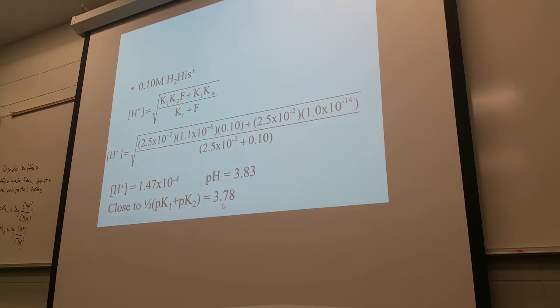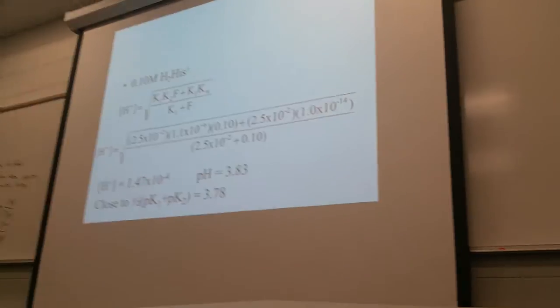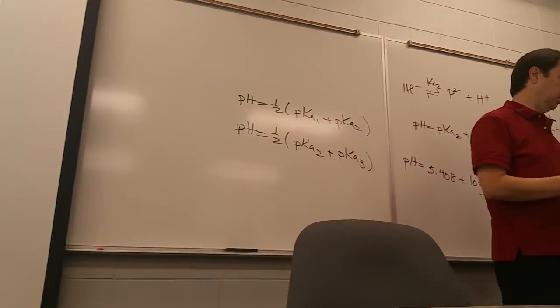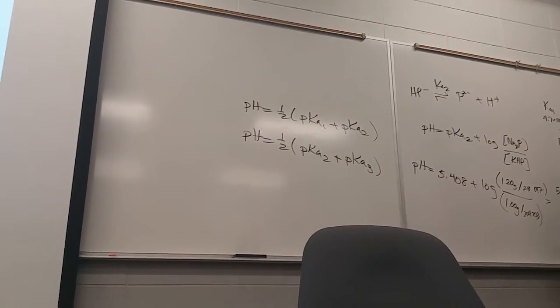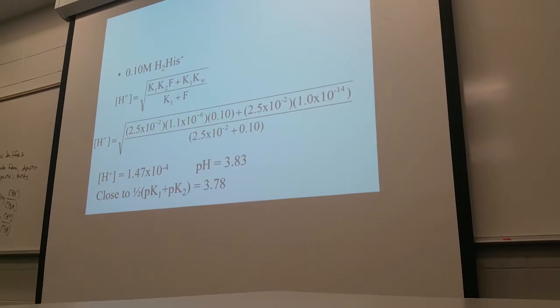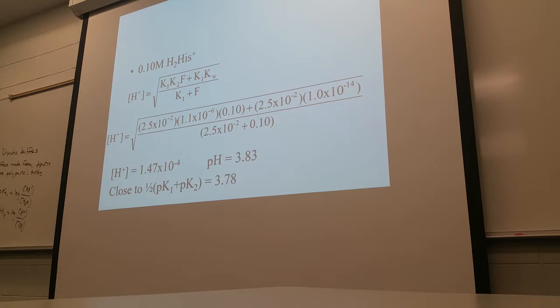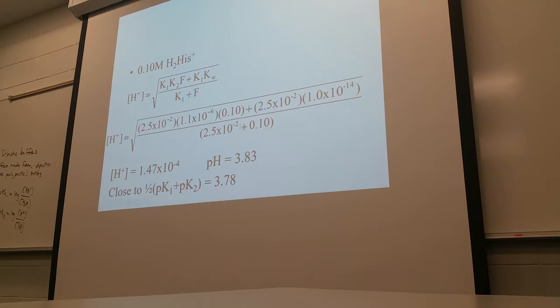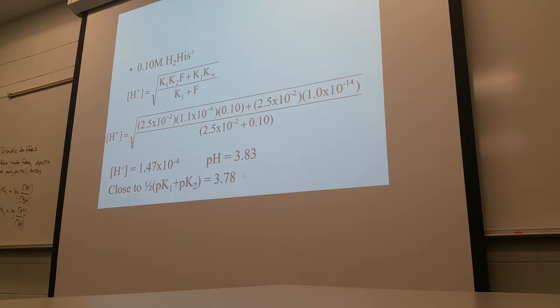Or if you want to use the quick and dirty way of just 1/2 of pKa1 plus pKa2, with pKa values of 1.6 and 5.97, you get a value of 3.78. Now, I think in this case the assumptions are not super great. Just eyeballing it, you can see this is 2.5 times 10 to the minus second versus 0.1. So it's not a great assumption because these two values are pretty close to each other.